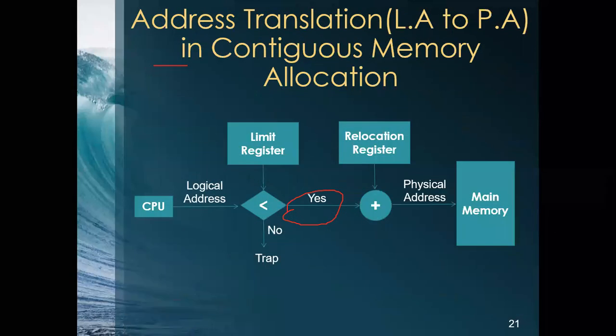Let's assume that I have two types of address. This is my main memory and this is my CPU. Now I will convert a logical address to a physical address. First of all, we have to know what a physical address and what a logical address are. Just think like this: you have declared an array of size 5, so the array has 5 locations, array 0, array 1, array 2, array 3, array 4.